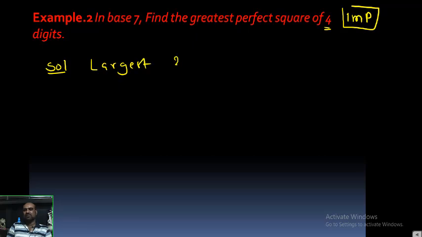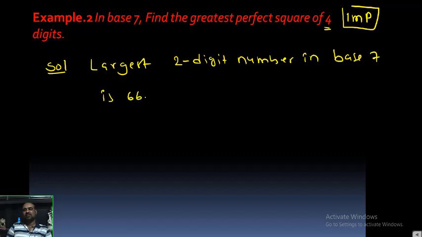Largest 2-digit number in base 7 is 66. Next I want to find its square. Directly I can't find its square. What should we do? We want to convert that number into our system first. After that you can find its square.